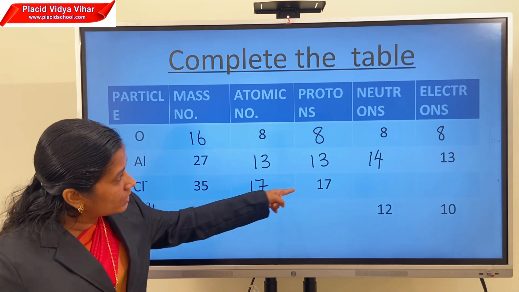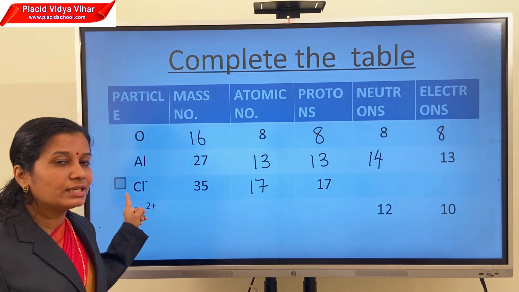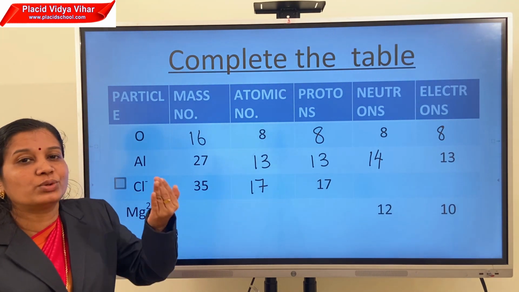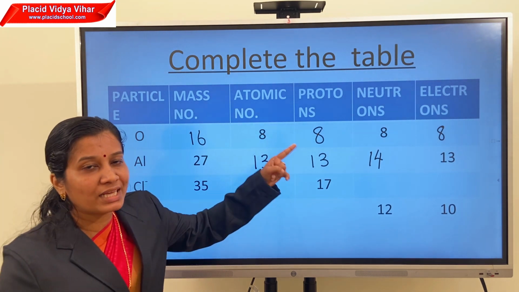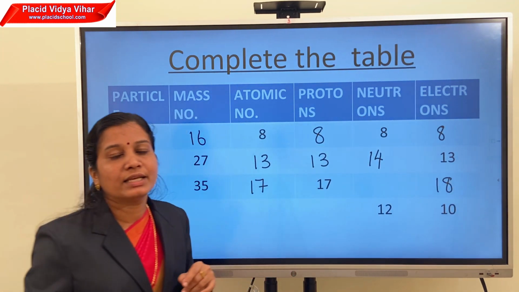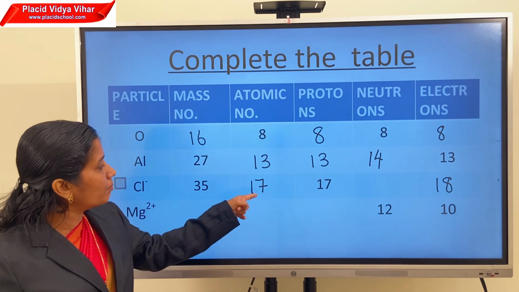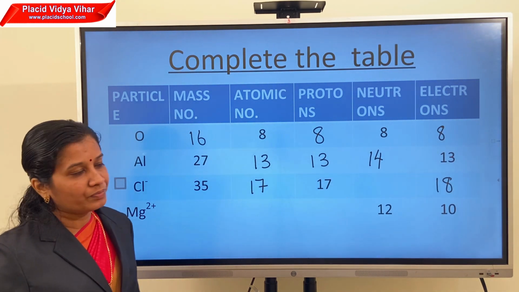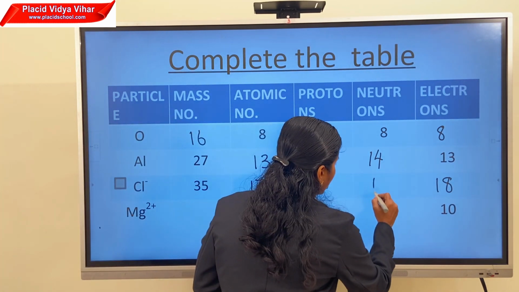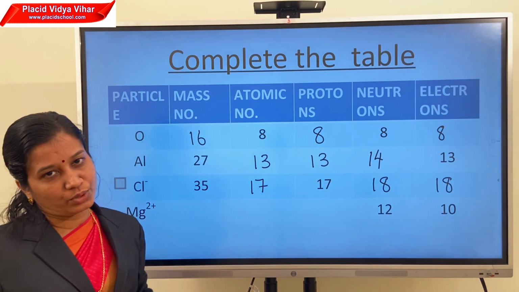So the 17 is the number of protons and it is equal to the number of electrons if it is Cl. But here it is Cl minus. So one more electron is added. So 17 plus 1, that is 18. So the number of electrons is 18. Then what about the number of neutrons? Mass number minus atomic number. So 35 minus 17, that is equal to 18. So that is the number of neutrons.